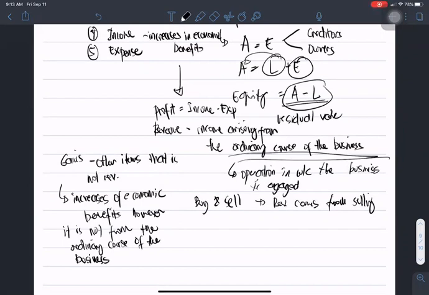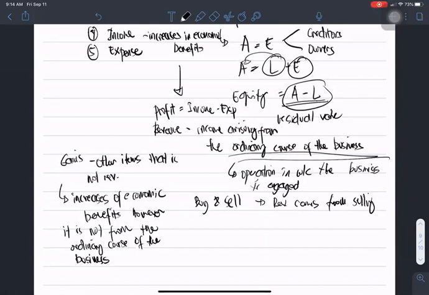Okay, so again, we have your gains. These are other items that are not revenue, because revenue comes from your ordinary course of the business. So if your business is engaged in buying and selling, the main or ordinary course is of course selling. However, let's say you have interest income. Did you sell anything? No. Therefore, that is a gain.